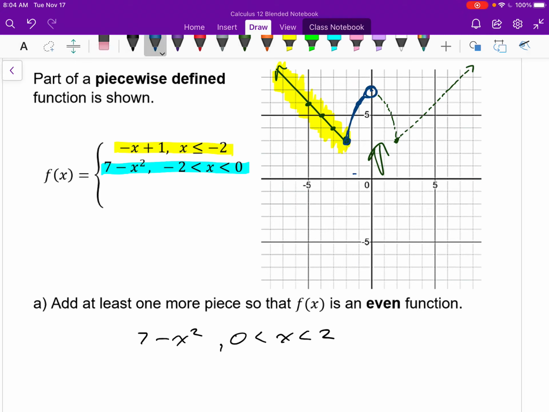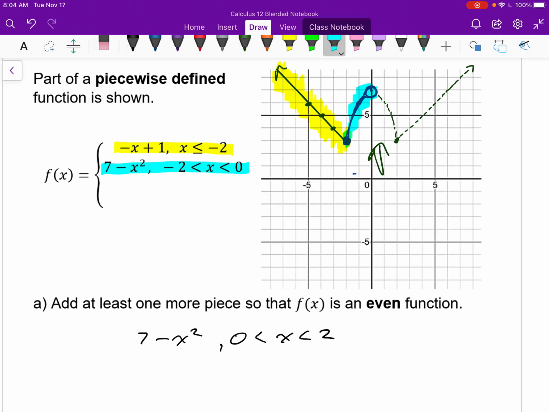There we go. If you look at the restriction of that second piece, 0 is not included in that restriction. And so that's okay. I just have an open point there. Whereas negative 2 is actually part of the first piece. So that's why where those two pieces connect is a closed point. But right now, 0 is not actually included in the domain for that second piece, and so that's okay. I'll just leave it as an open point.